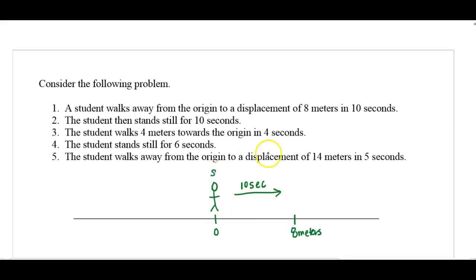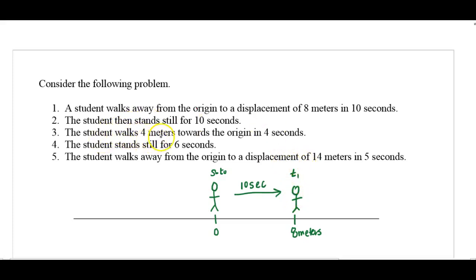So they started out right here, and this was considered to be at time 0. And after 10 seconds, now the person is over here, and let's go ahead and call that time 1. Now the student stands still for a total of 10 seconds. So now they're not going anywhere, they're just standing right here for a total of 10 seconds.